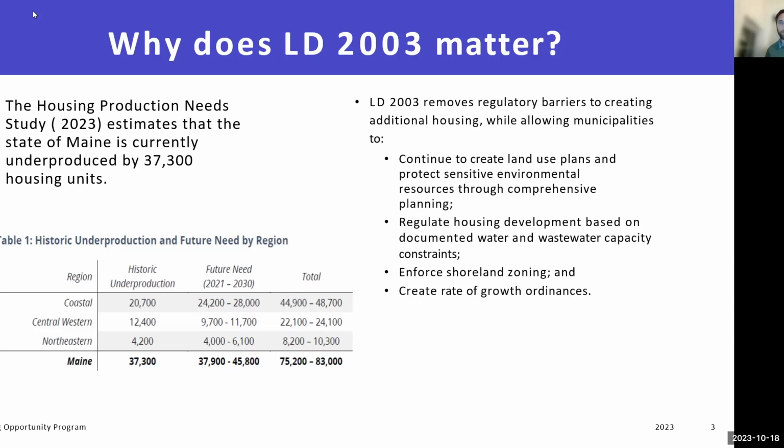Broadly speaking, as I mentioned, LD 2003 was focused on removing some of those regulatory barriers to help create additional housing across the state, while also making sure that communities could create land use plans that continue to utilize comp planning and master planning to protect sensitive environments, regulate their housing developments based on water and wastewater capacity, and then enforce shoreline zoning or choose to create a rate of growth ordinance.